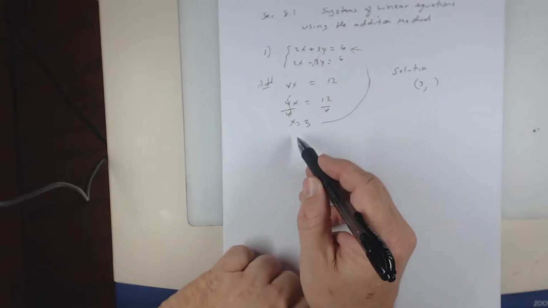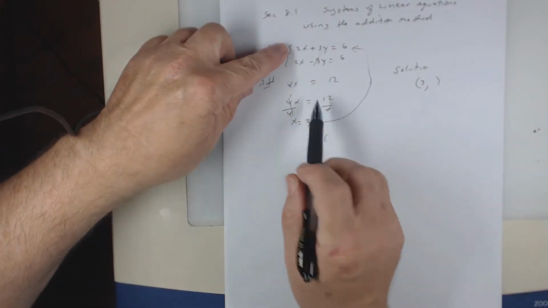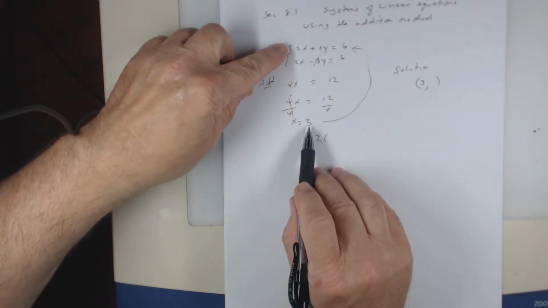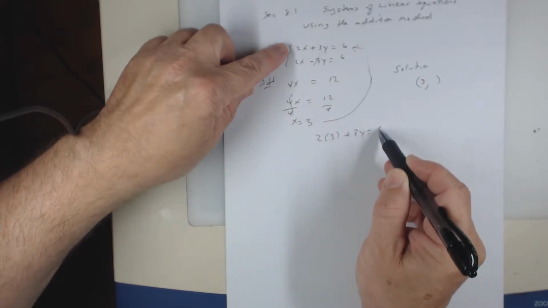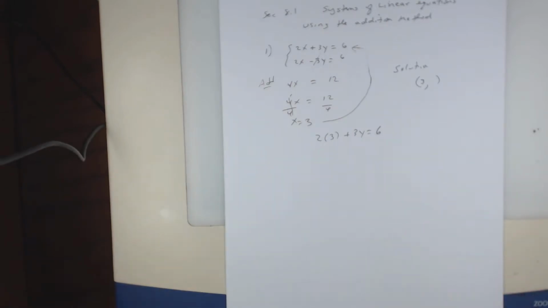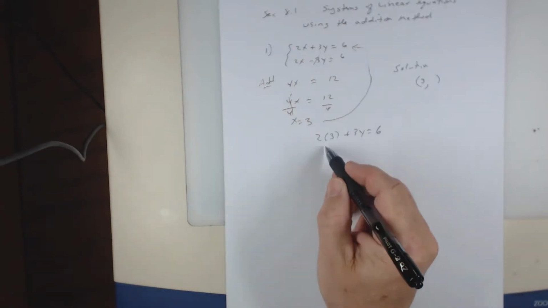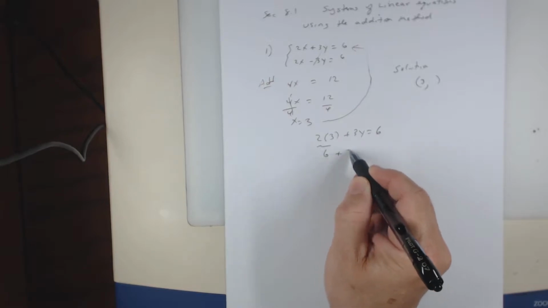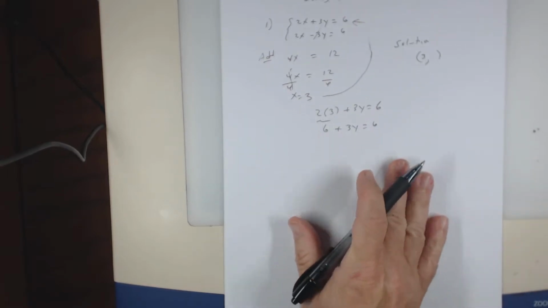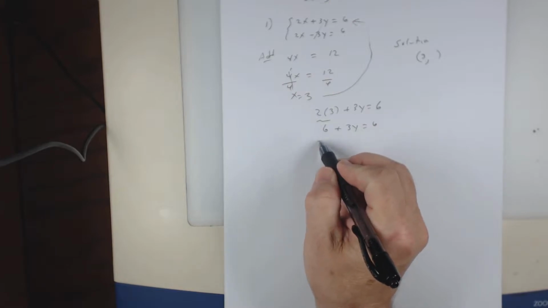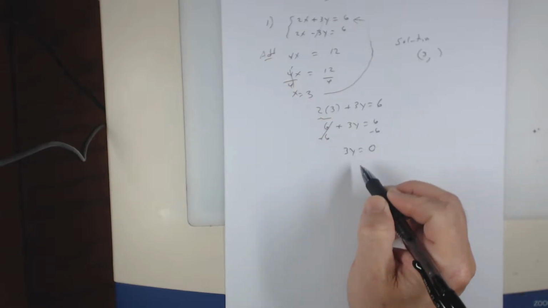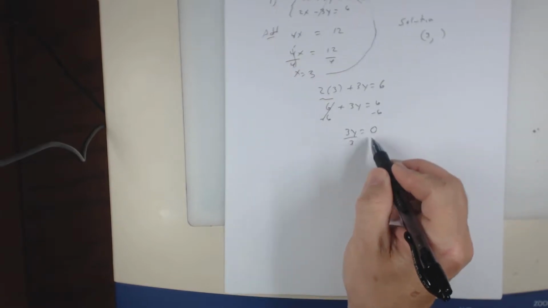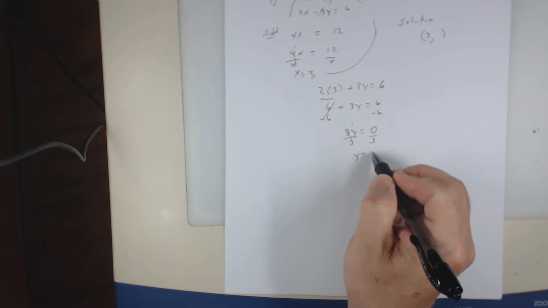All right, so I'm going to get 2 times x. What's x? 3. Plus 3y is equal to what? 6. And then all you got to do now is solve for what letter? Y. What's 2 times 3? 6. So I get 6 plus 3y equals 6. To get y by itself, I'm going to do what next? Subtract 6 from both sides. So I get 3y equals 0. Then what's the next step? And so what's y? 0. So my solution is (3, 0).